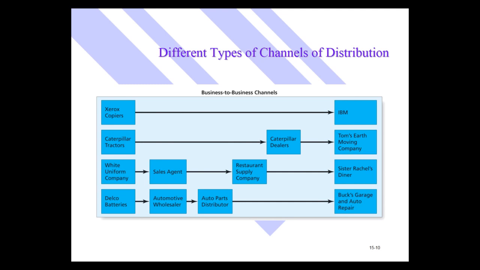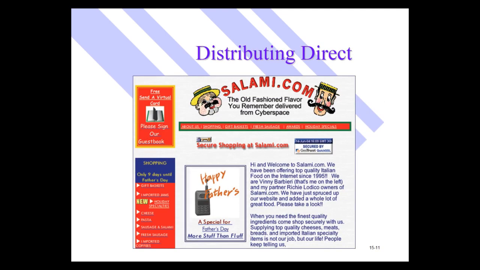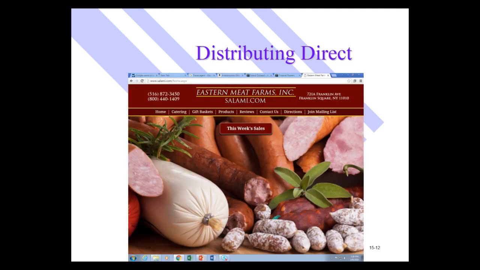In the textbook, there was a picture of an earlier example of direct distribution. This was in an earlier edition of the textbook, Salami.com. Back when the internet was in its infancy, there were a lot of just incredibly crude types of websites like this. I was just curious if they'd updated their website. I assume they had, so I went to their website, and sure enough, Salami.com looking a lot more professional now.